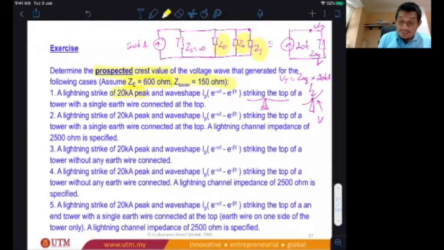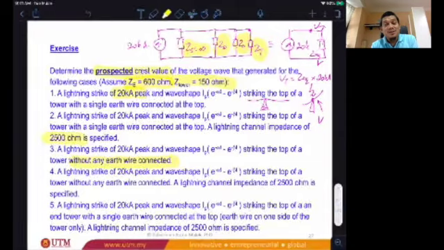Now, in number 2, ZS is specified. So you can add this ZS, 2500, instead of infinity. Number 3 is no earth wire. This is like a communication tower, no earth wire. It's striking the tower, but no earth wire. So it's like the voltage or the current goes straight into the tower to the ground. So you just need to calculate the voltage at the top of the tower. It's like a communication tower.